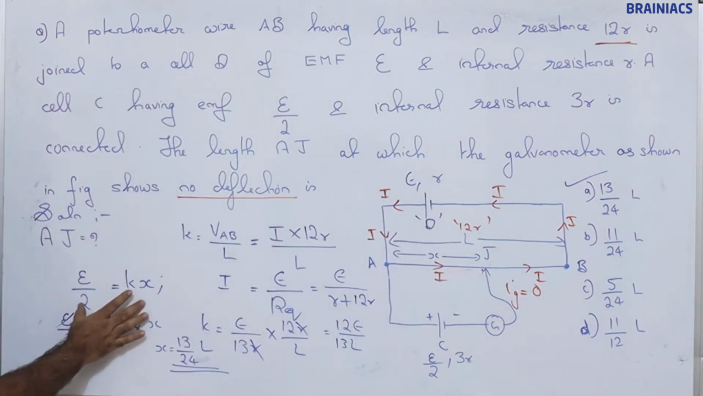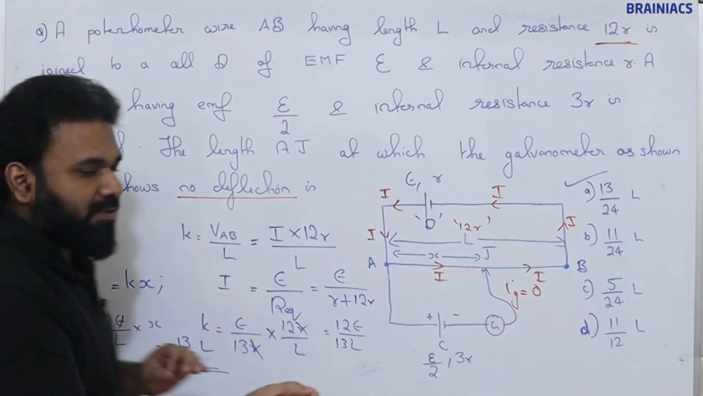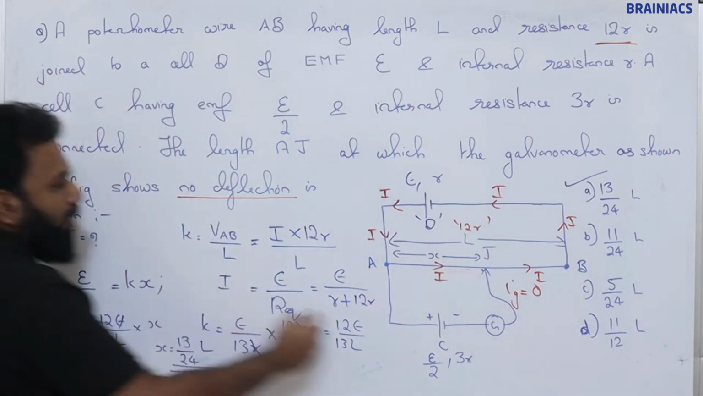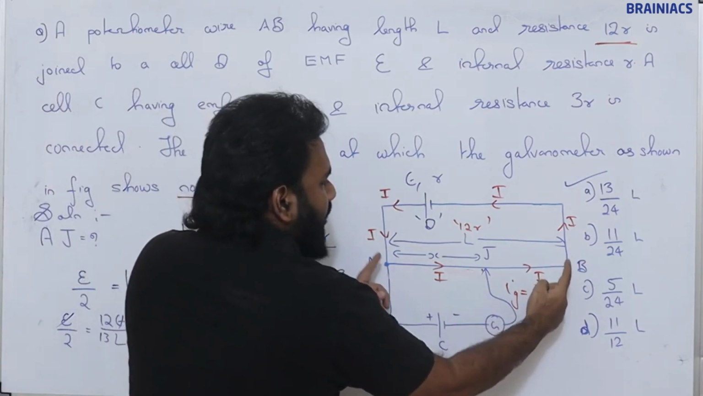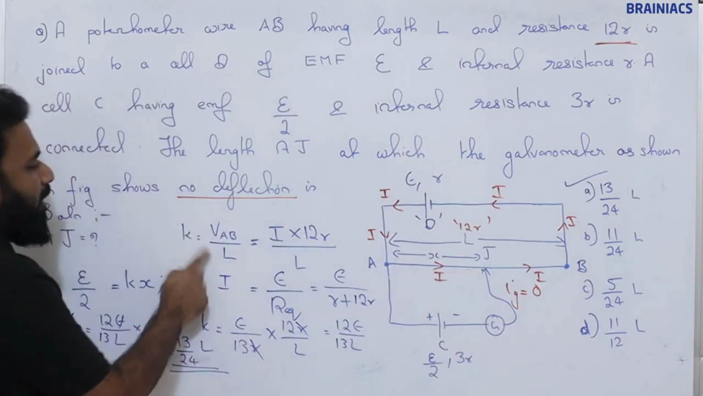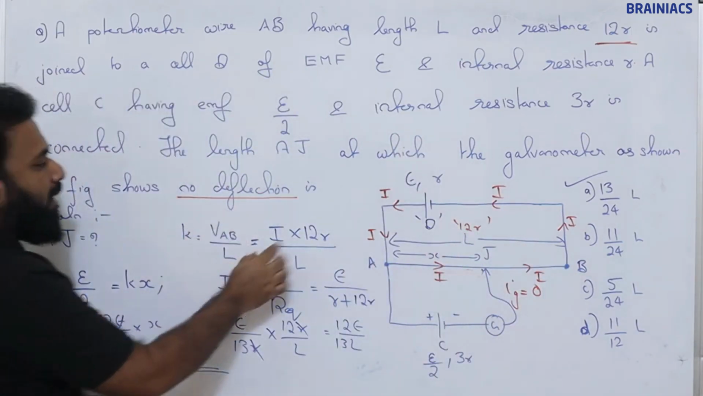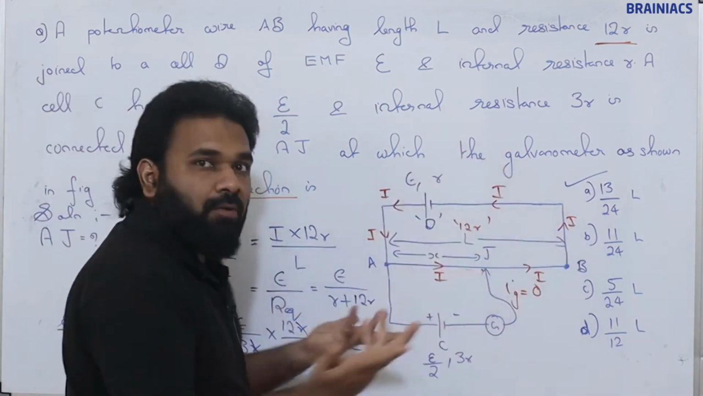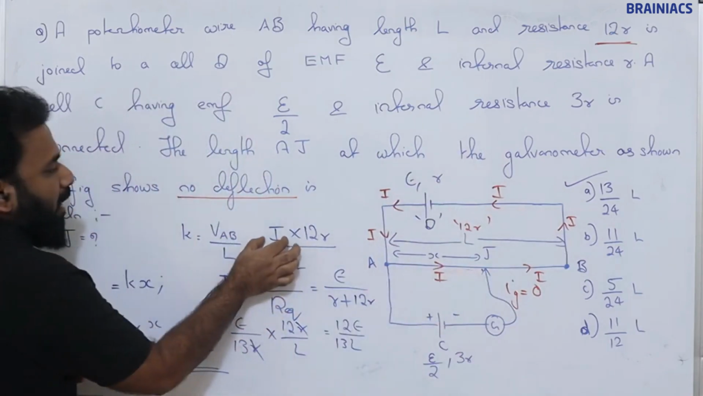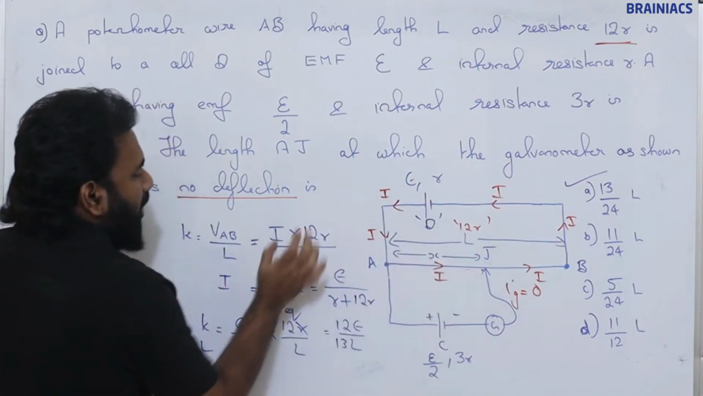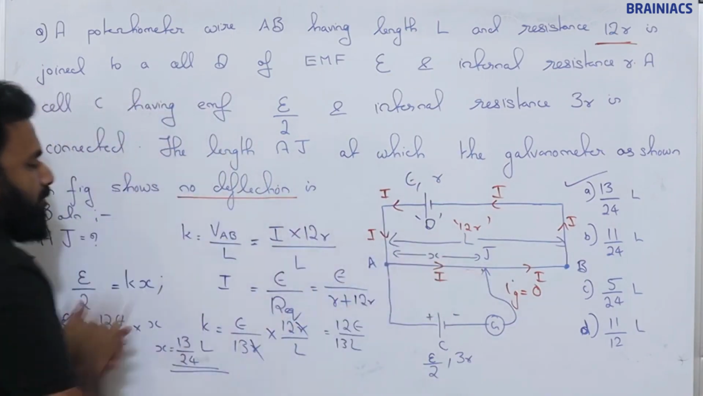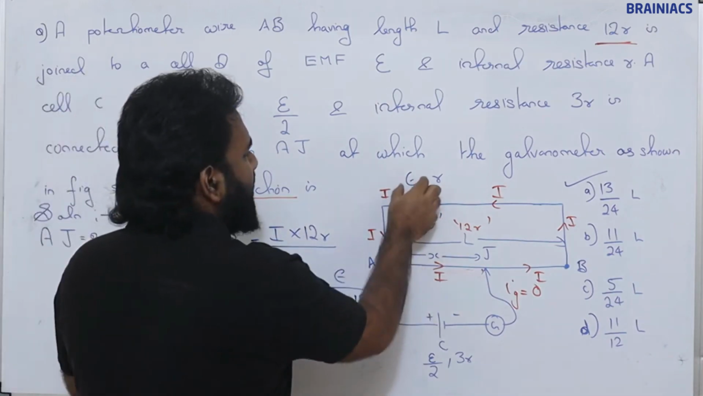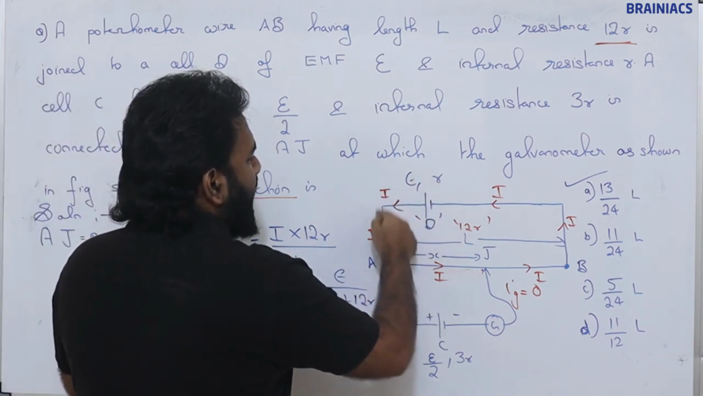Now our task is just to find the potential gradient K. What is K? This potential divided by this length, VAB divided by L. What is VAB? Current passing through this into its resistance. V is equal to IR, simple concept. So I into its resistance 12R, and this L we put here. Now what is I? V by R. V is this one divided by equivalent resistance.